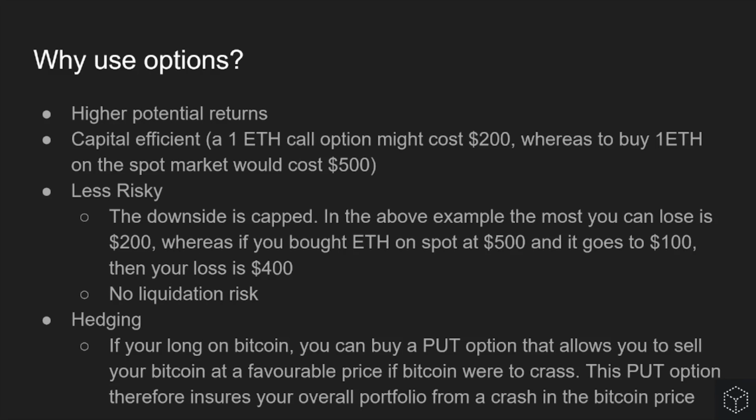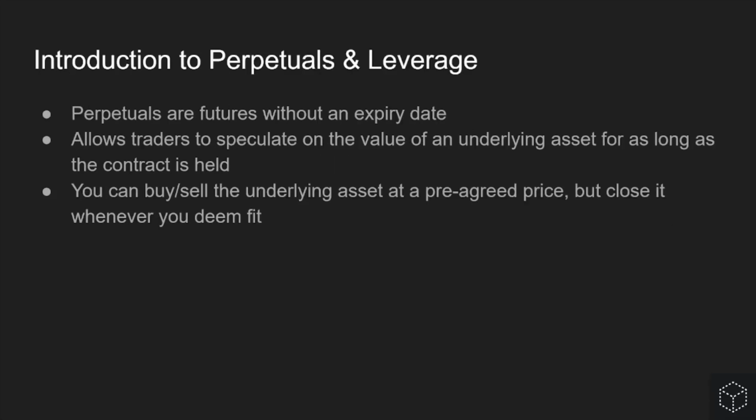So one of the biggest strategies that is used in traditional finance is the hedging side. If you're long on Bitcoin, you can buy a put option that allows you to sell your Bitcoin at a favorable price if Bitcoin were to crash. So this put option therefore insures your overall portfolio from a crash in the Bitcoin price. You can hedge it based on the assets that you have. If you have a lot of short assets, maybe you want to buy a call option to offset that, depending on the market swings. And you can take advantage of the short-term market swings as well by using this hedging strategy.